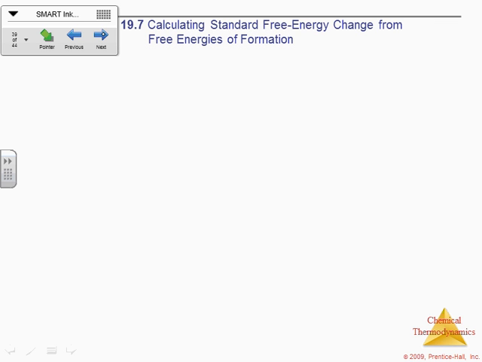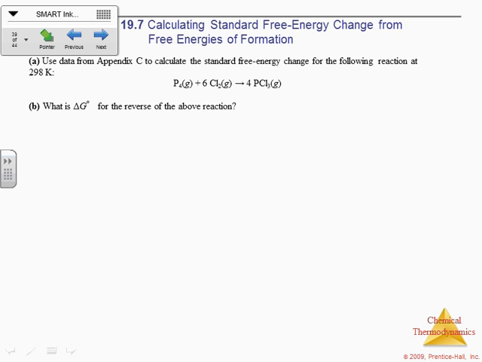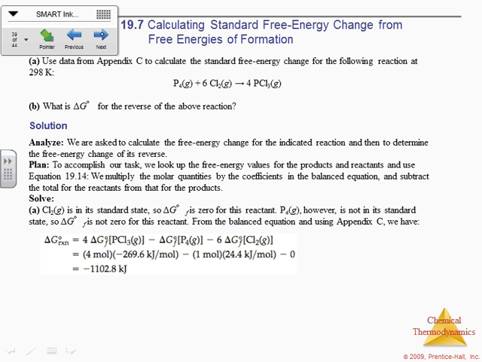Okay, so then here's a practice where you're calculating, using the free energies of formation, the standard free energy change. So they want to know what's the delta G for the reverse of the above reaction, and they're wanting you to look these up in Appendix C. But I'm just going to show you the solution here. So the delta G of formation for the PCl3 is negative 269.6.